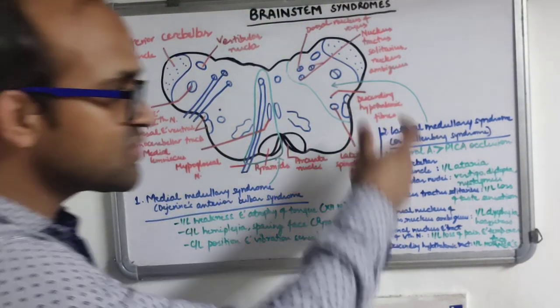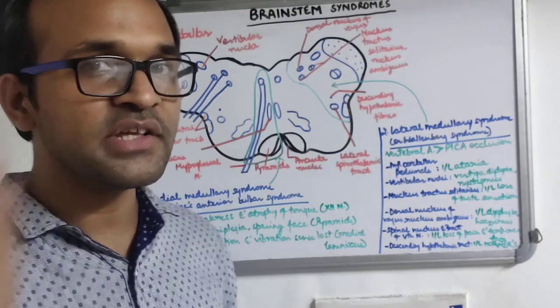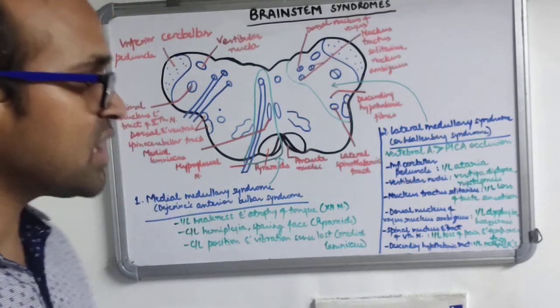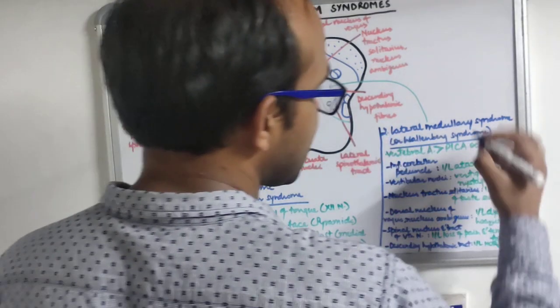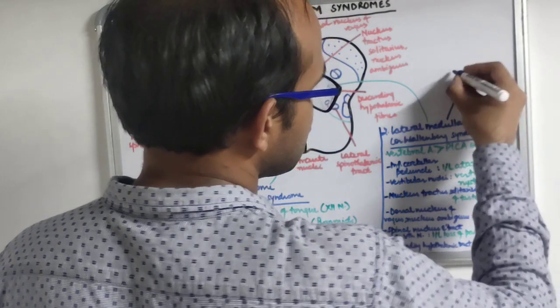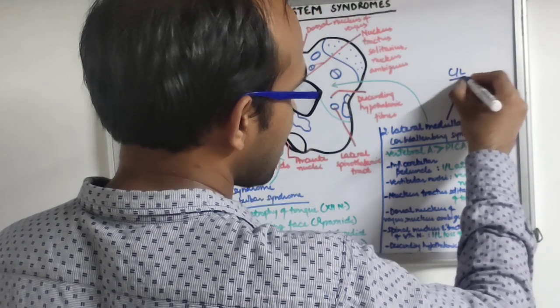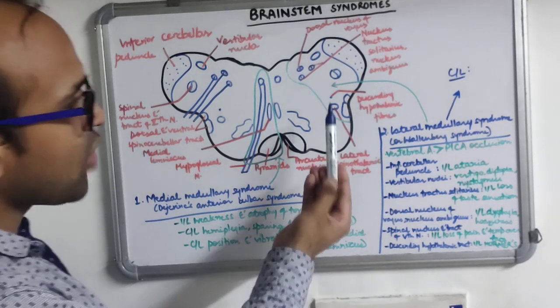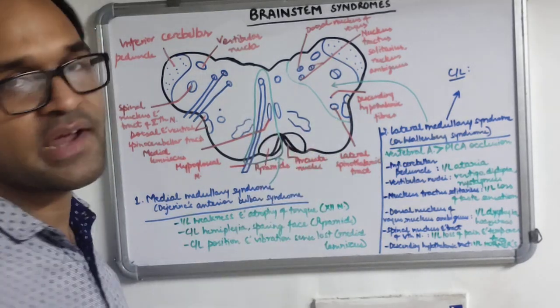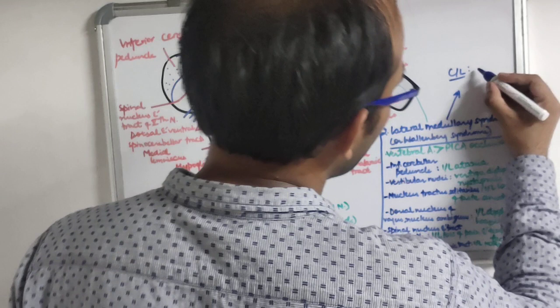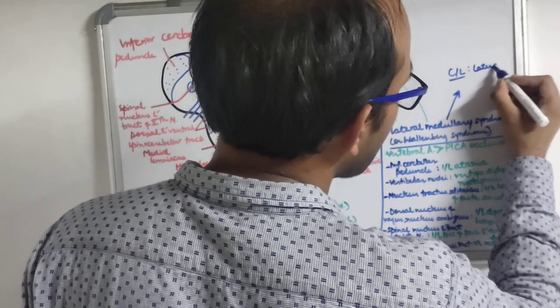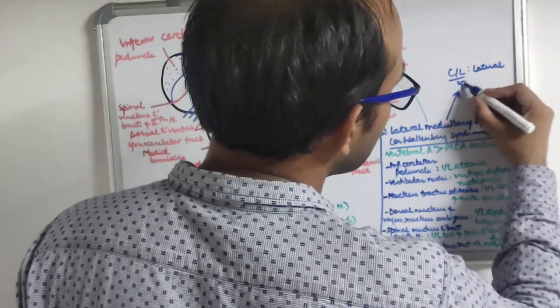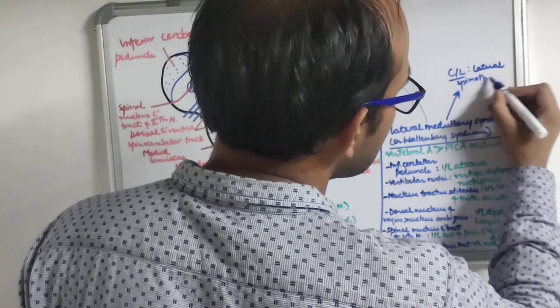Now, all of these things which I have discussed so far occur on the ipsilateral side. The only thing which occurs on the contralateral side is due to involvement of the lateral spinothalamic tract. So due to involvement of the lateral spinothalamic tract, there will be contralateral loss of pain and temperature.